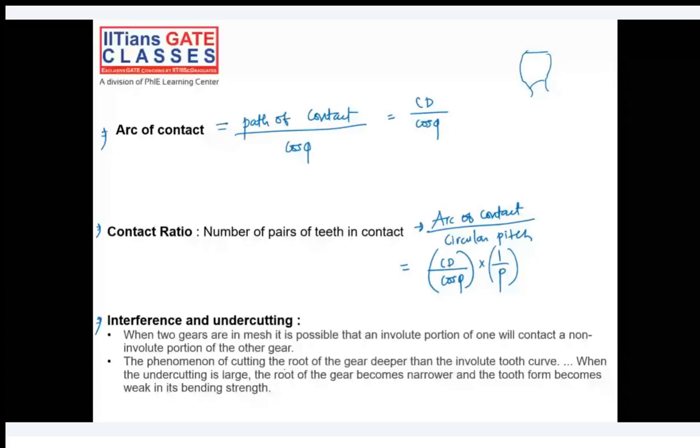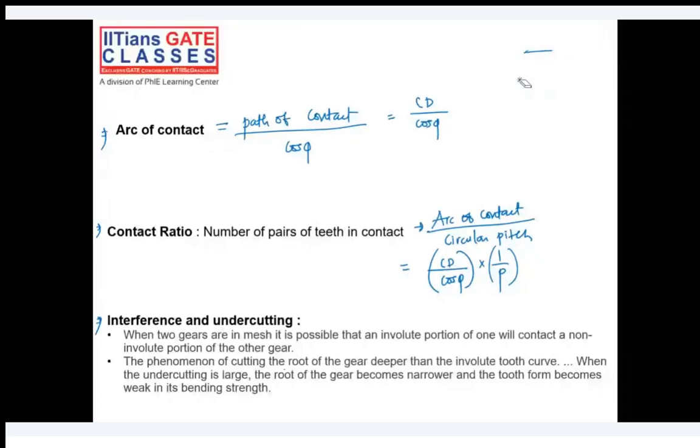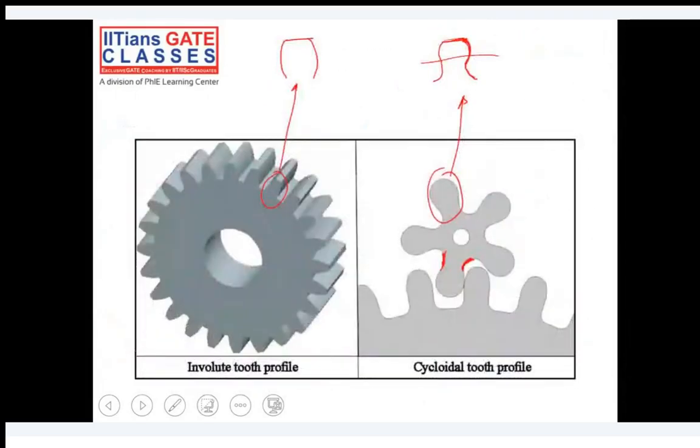Sir, will both the face and flank be involute, or only the face, in case of an involute tooth? In the involute profile, both face and flank are involute like this. I'll just show you here. Go back and show you here. This is how it will look. Both including face and flank, all are involute. So look at this: a single curve is used in case of involute profile, both face and flank.